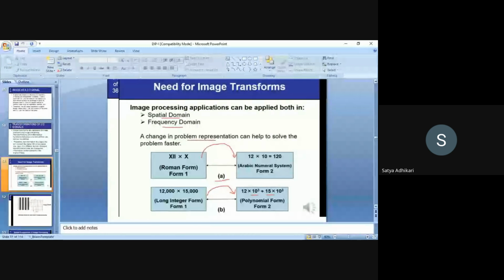Otherwise, if you don't know that XII is 12 and X is 10, and you don't transform or convert it, it is not easy to multiply. So we know XII is 12, X is 10, and we multiply them. The result is 120. For easier calculation, we convert this. So this is transformation. Come to the second example.